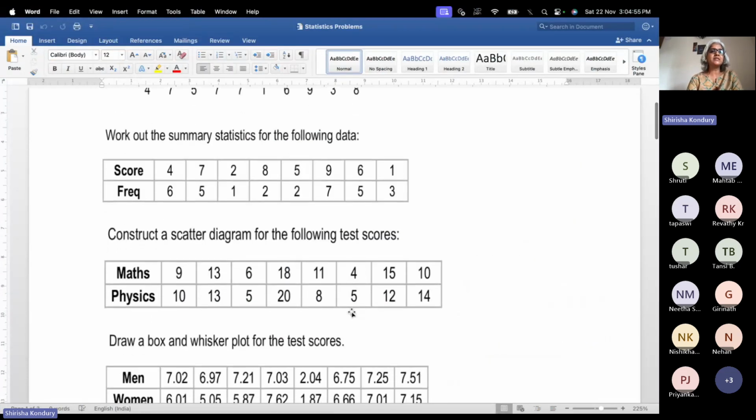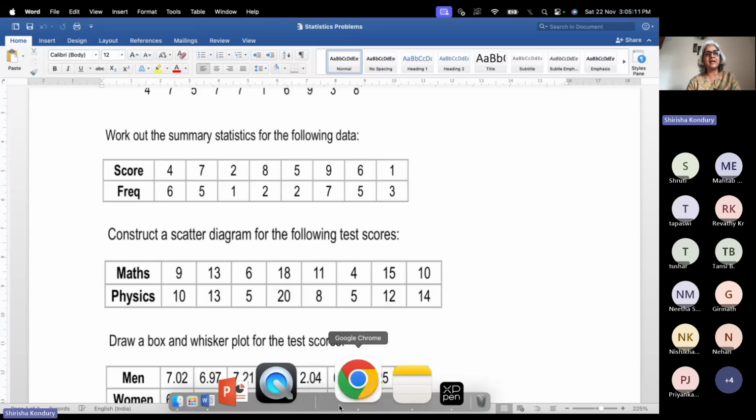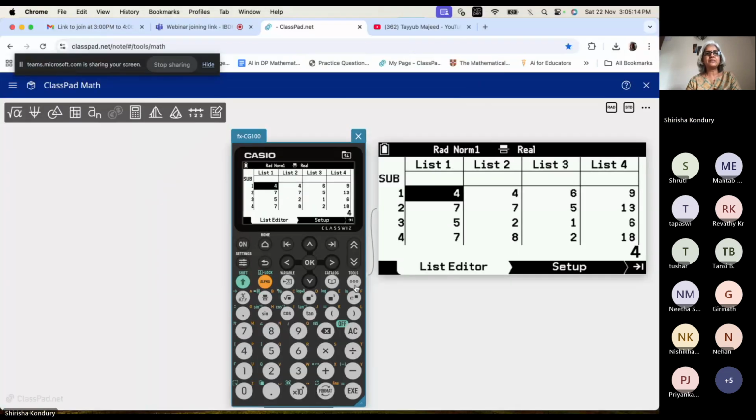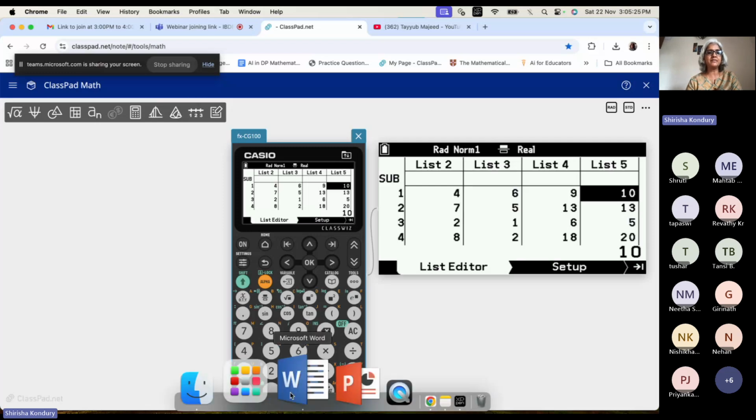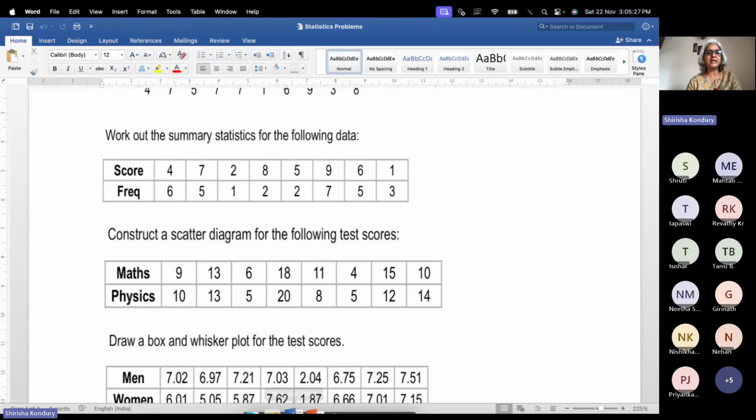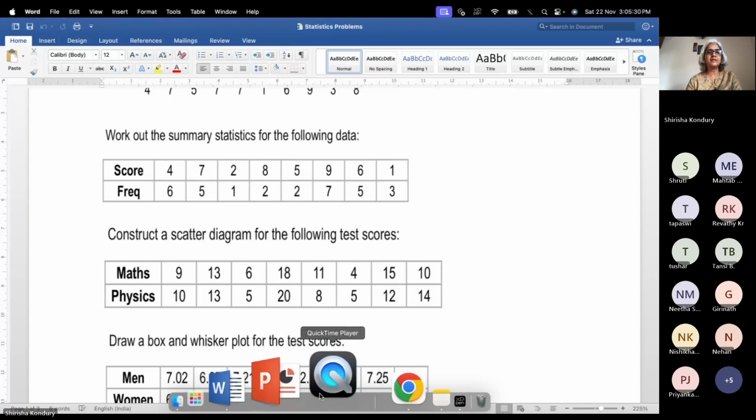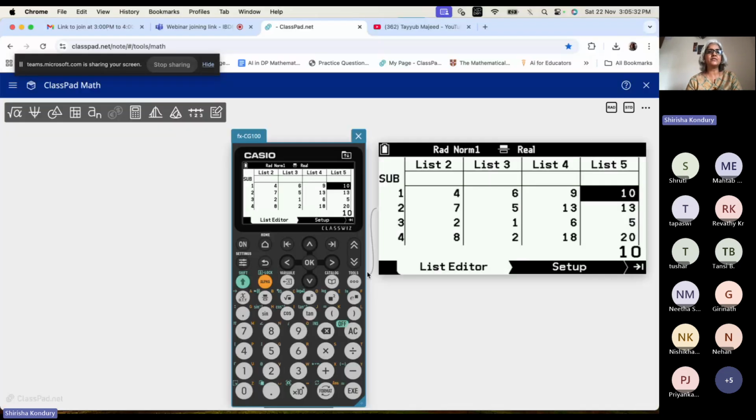The next question is asking us to draw a scatter diagram to find out correlation, if there is any, between math and physics scores. The question is only talking about the scatter diagram, but we will also look at other information about correlation and line of best fit. So my data is now in list 4 and list 5. These are my scores of math and physics. So if we want to compare, see, these were your scores which I entered in my list 4 and list 5.